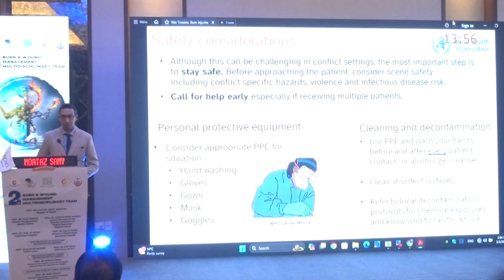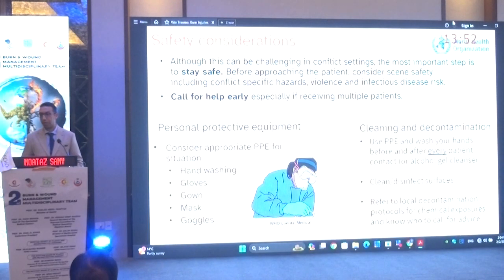Safety considerations in case of conflict. This is according to local resources available. The most important is scene safety.